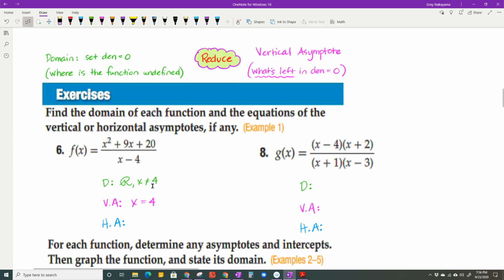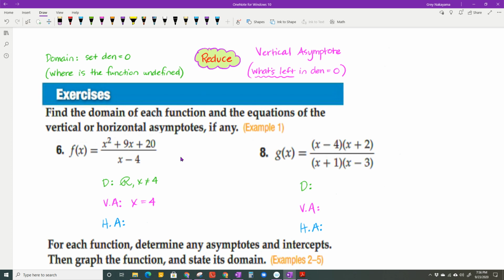So these are often tied together. The only reason they wouldn't be the same is if you have a hole. And the only reason you're going to have a hole is if you reduce. Well, this doesn't reduce because this factors to x plus 4 times x plus 5. That's not going to cancel with anything. So it does not reduce.